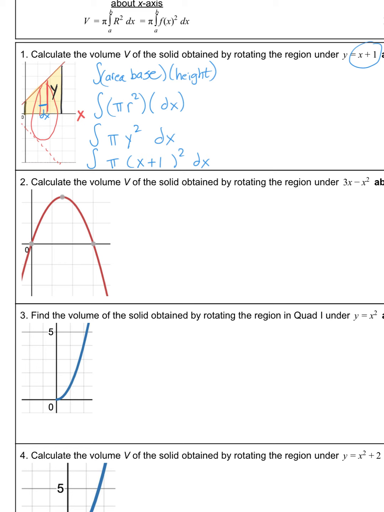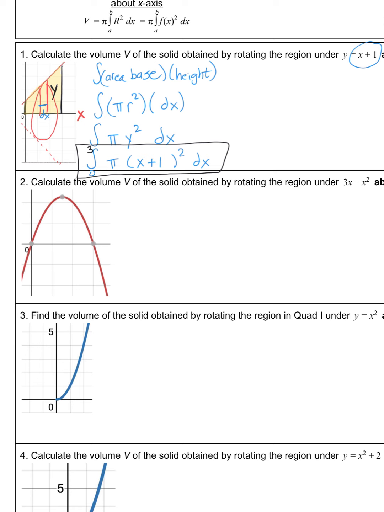Now we can plug in our limits. Our limits are along the axis of rotation, so they're from left to right along the x-axis. They are from 0 to 3, so we put those in right here, 0 to 3. And there is your definite integral, and that is your goal for every volume problem.